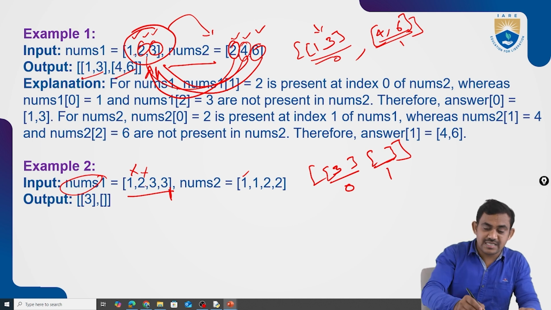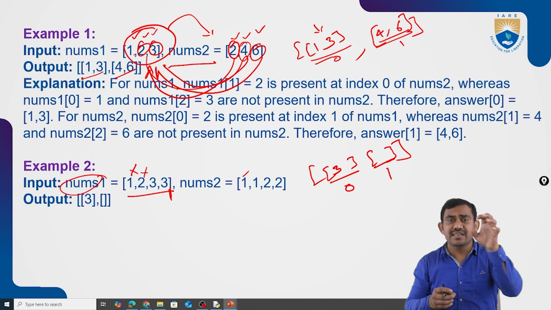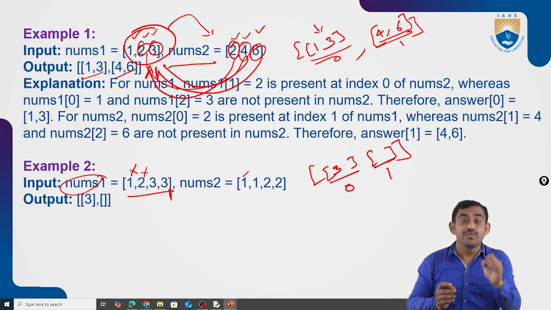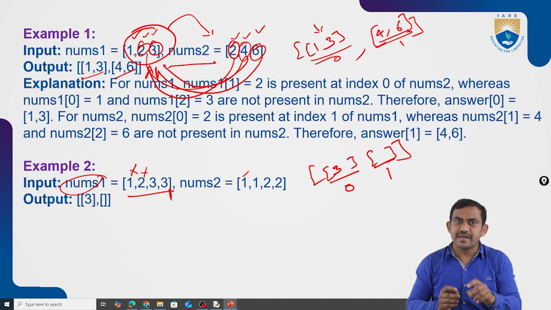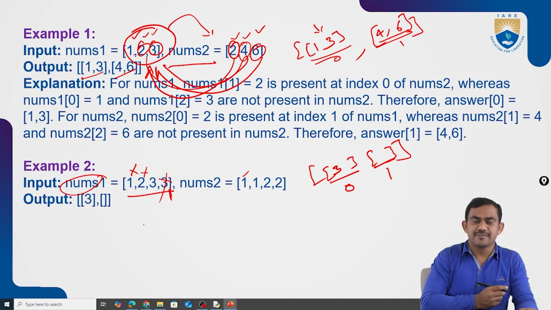So the first condition is we need to replace the values, that is, append the values which are not in num2. Next one is duplicates are also not allowed. If 3 is already appended and you want to append it again, then no need to append. So here no need to append 3 again.